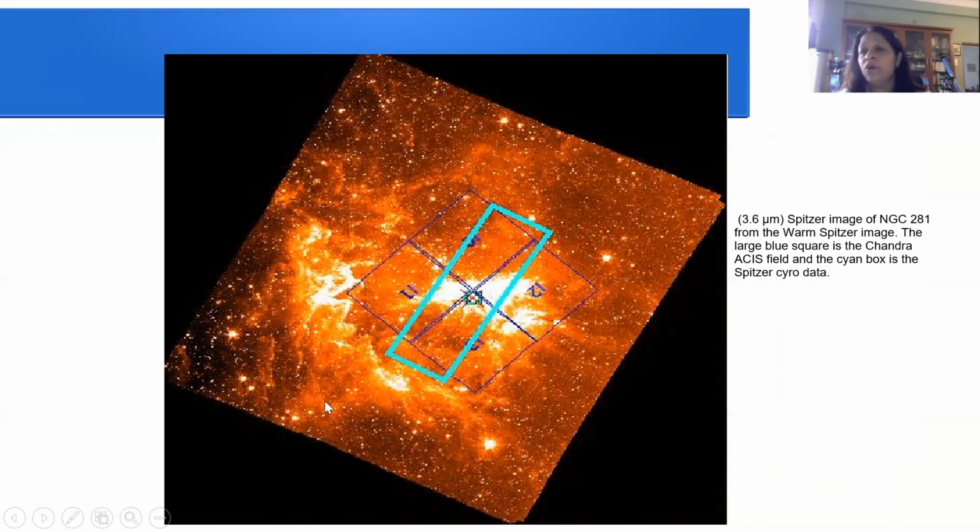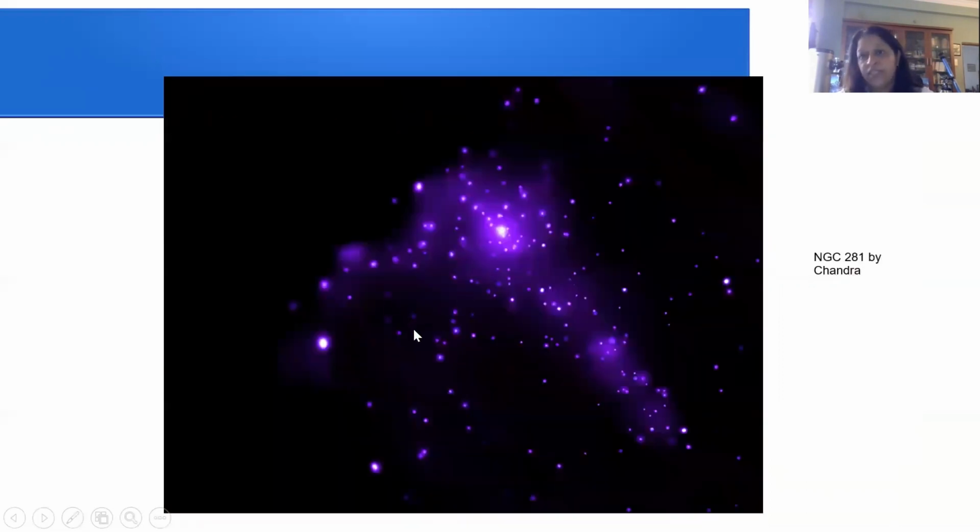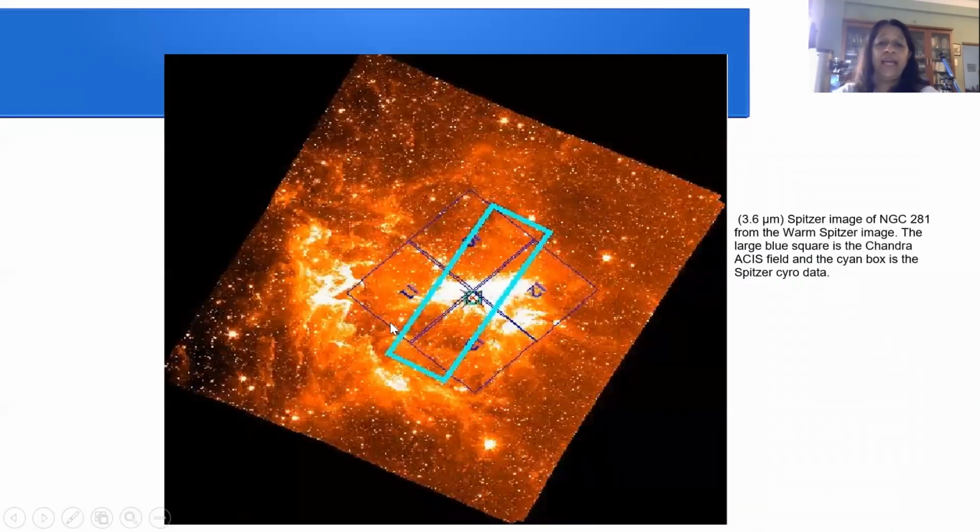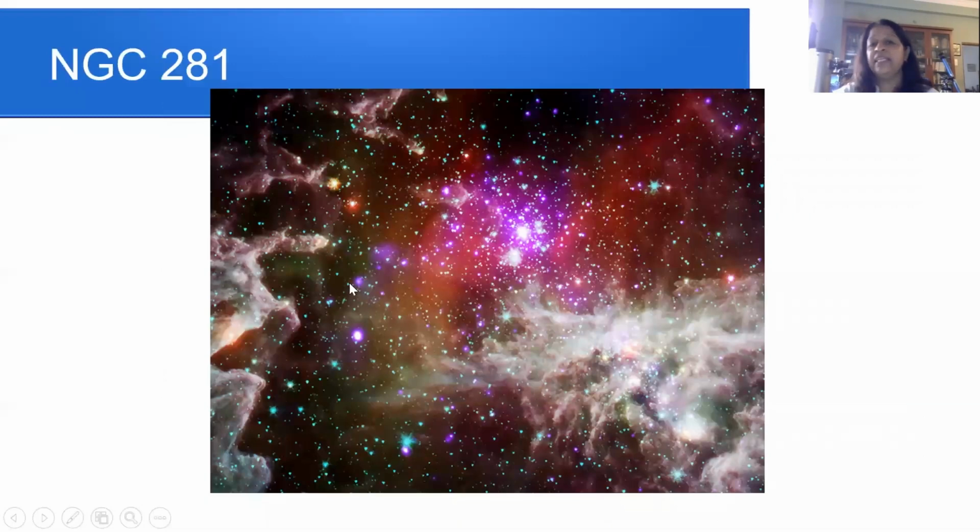Now, the same image was also observed with Chandra, which is an X-ray telescope. The big square over here is the footprint of the Chandra exposure. Since it is an X-ray telescope, it is looking at very hot stars. Therefore, the artificial color applied to the Chandra image was blue or violet, because it shows very hot regions, very high energy photons. This is NGC 281 by Chandra. Here we had it by Spitzer, and here you can see it combined.